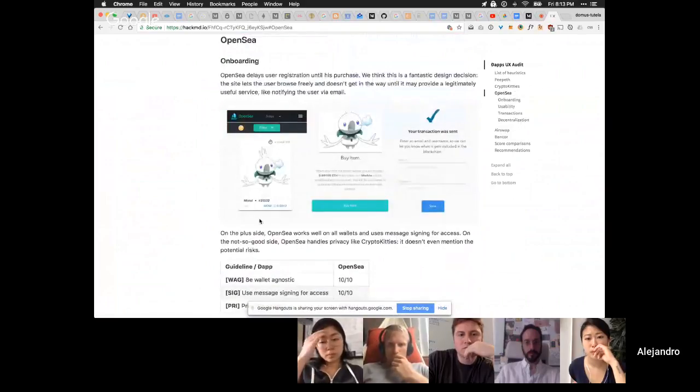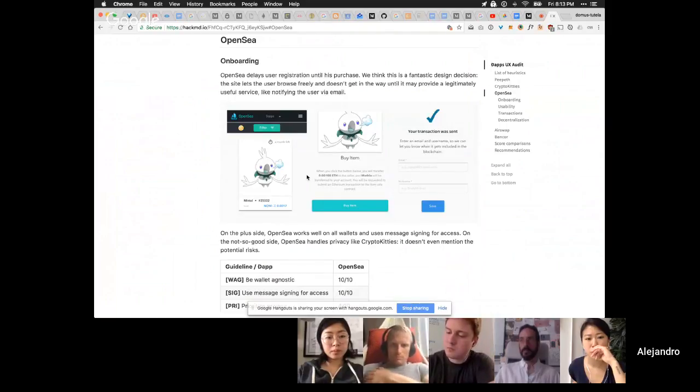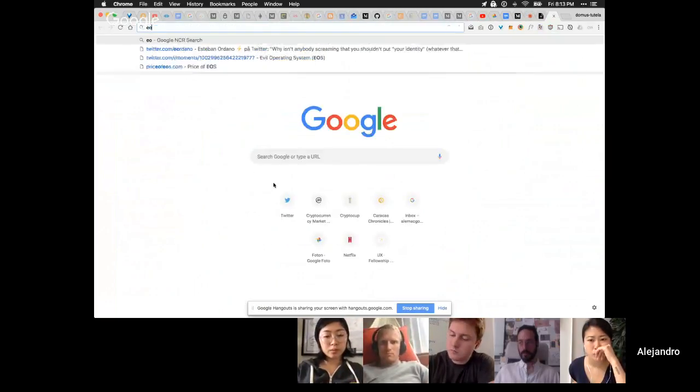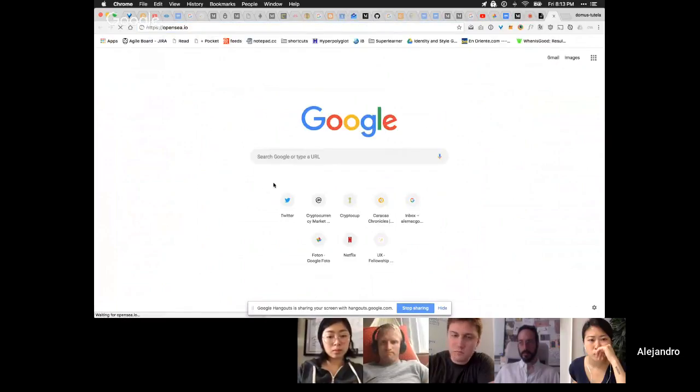There's OpenSea, which is a marketplace that's open across all collectible platforms that let you buy and sell collectibles. So besides CryptoKitties, which is the most well-known, there are other kinds of collectibles like this is Ethereum, I think. Let's see if we can browse OpenSea for a bit.